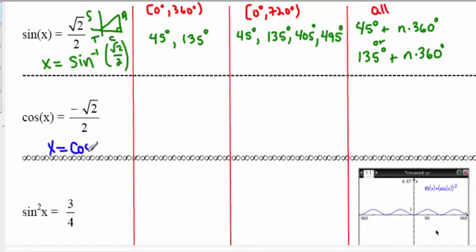Okay, we need inverse cosine of negative radical 2 over 2. So I hope you are thinking about quadrant 2, which is where you will have your first negative cosine answers. So we know that's going to be 135. Now, that triangle shares the same adjacent side with the one down here in quadrant 3. So that angle would be 225.